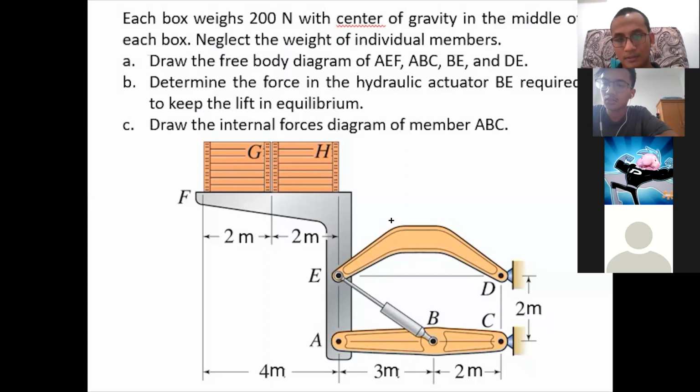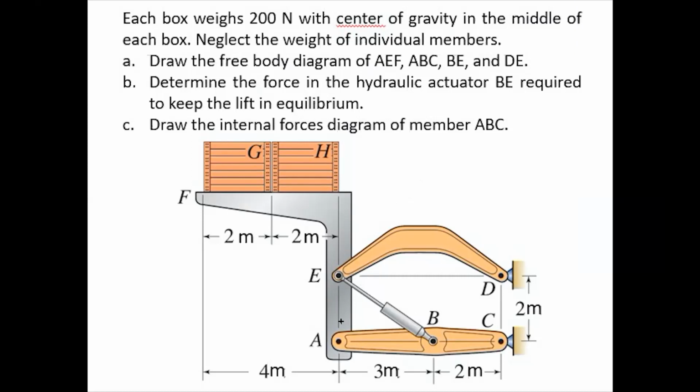Okay. ABC is not a two force member. So at A, it would be X and Y. AX and AY. At point A, the force would be AX and AY. Okay, and yes, it's correct. So if you want to draw the member AEF, I think I will stop sharing screen, right? Okay.